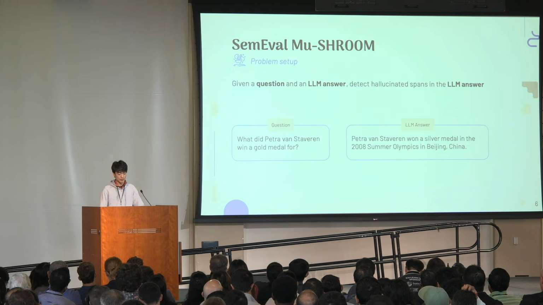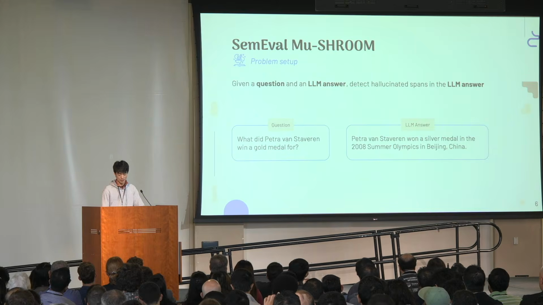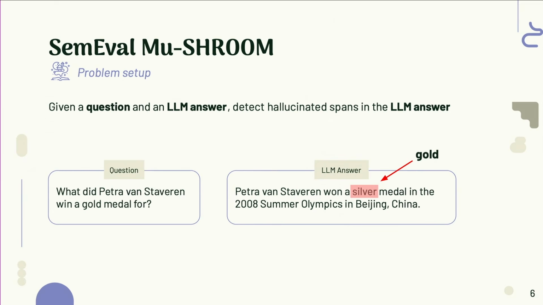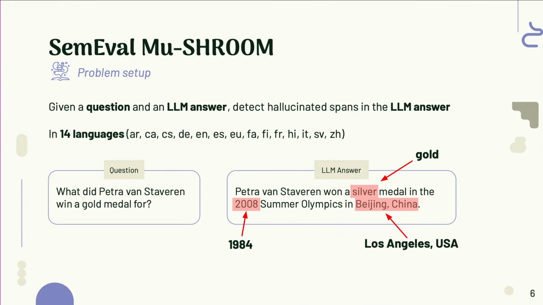Okay, this is a concise and to-the-point answer, except that in reality, she won a gold medal in the 1984 Summer Olympics in LA. Of course, the task is just to find spans like these in which the model hallucinates. And in addition, the task also asks to do this in 14 languages.